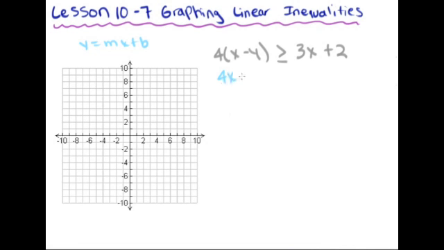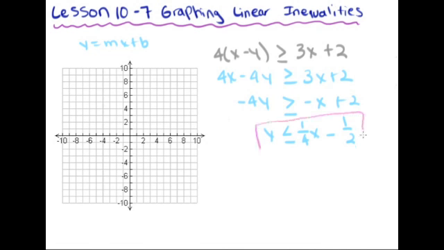So 4x minus 4y is greater than or equal to 3x plus 2. So if we move the 4x here, we get negative 4y is greater than or equal to negative x plus 2. So y would be less than or equal to 1/4 x minus 1/2. So we have an inequality in kind of like slope-intercept form with the y isolated.